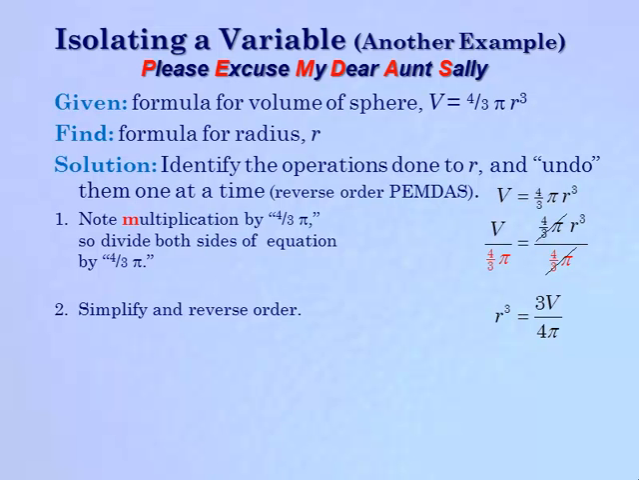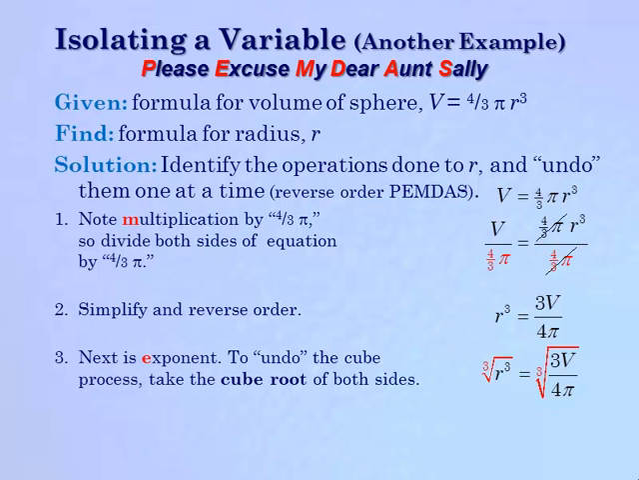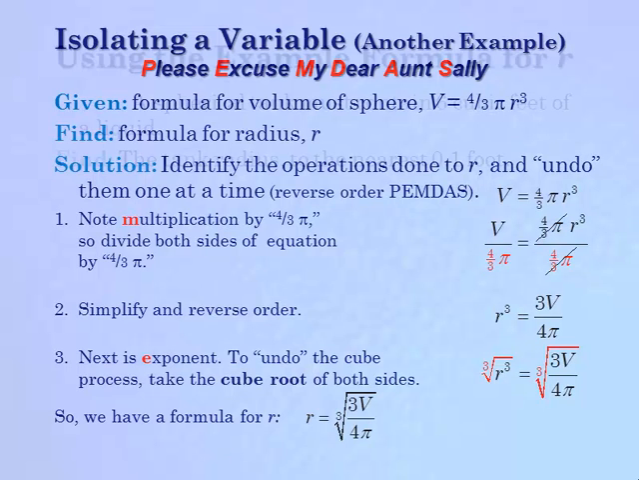Now that we have r cubed is equal to 3V over 4 pi, that's the result of V divided by 4/3 pi. Now we can undo the exponent. So to undo the exponent, we'll take the cube root of both sides. And the cube root of r cubed is equal to r. So r is equal to the cube root of 3V over 4 pi.